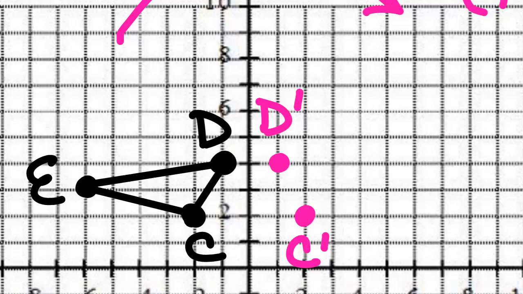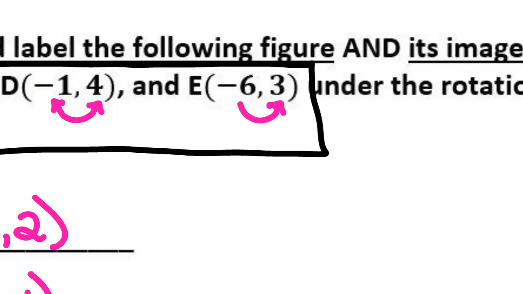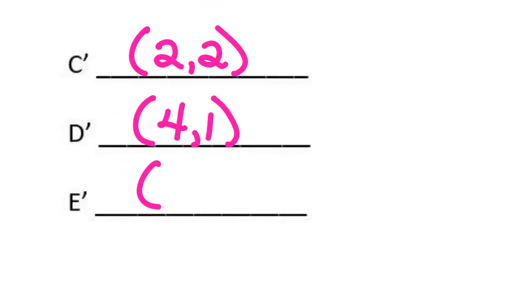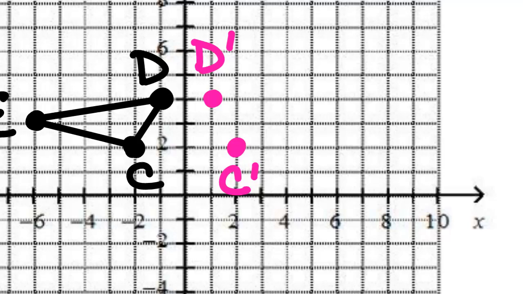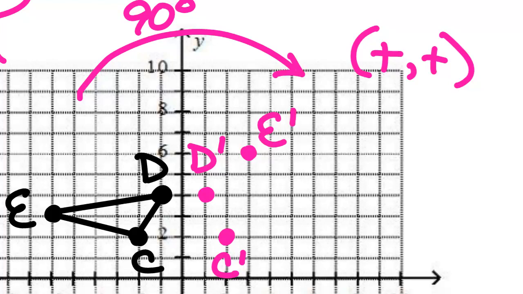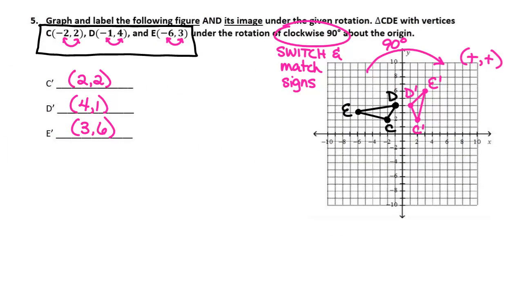And then what about for E prime? We're going to have +3, +6. I'm going to come over to my graph. +3, +6 puts it right up here. So here's E prime. And then I'm going to connect those using my straight edge. And there is my rotated triangle, C prime, D prime, E prime.